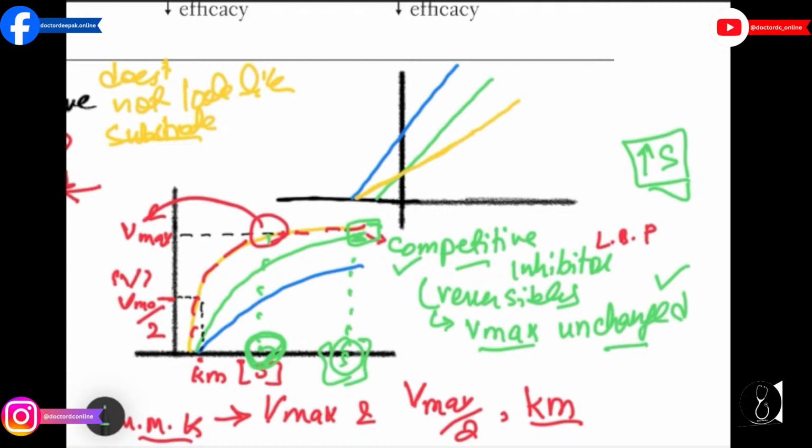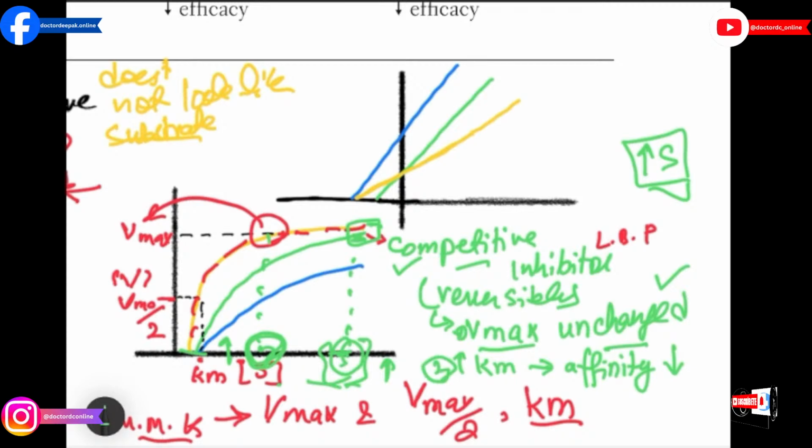Now we will add our next points. If you check here, the Km value is higher. As the substrate is going to increase, the value of Km is also going to increase. So whenever the Km increases, the affinity of the enzyme decreases. This will be the second point. And our third point is that you are getting the same effect.